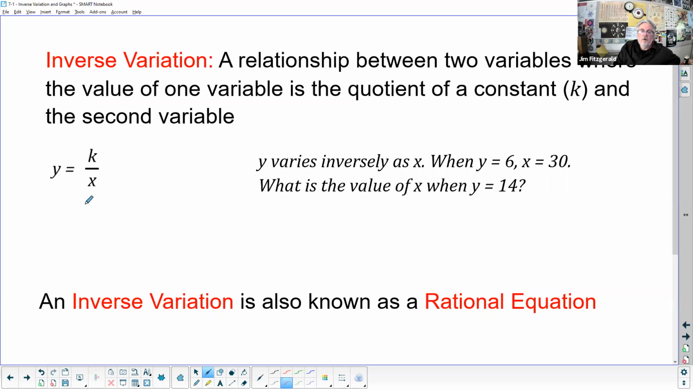And so I can solve this in the same way. It tells me that y varies inversely as x. So I know that this is the relationship between x and y. And the only thing I really need to know is what is this value right here? What is this k value? So they give me some clues here. They say that when y is 6, then my x value is 30.